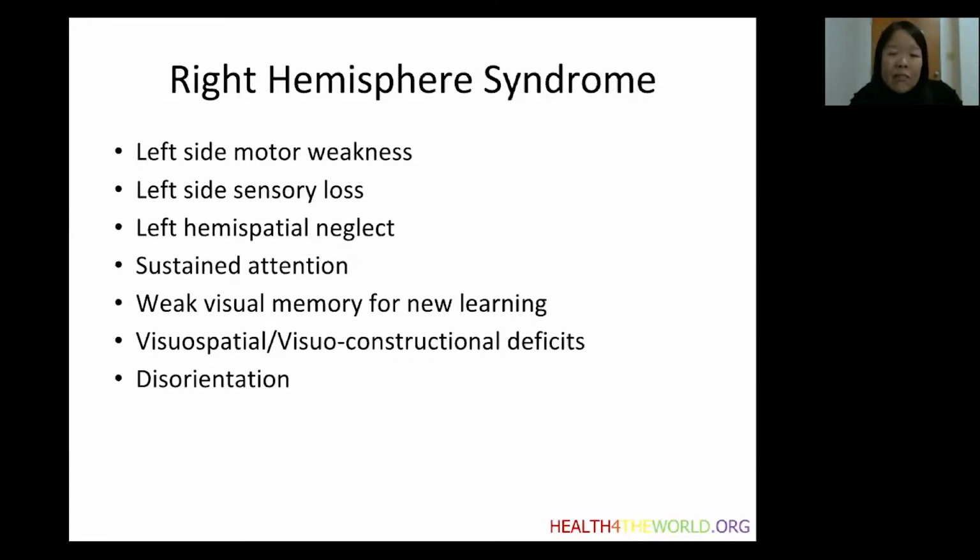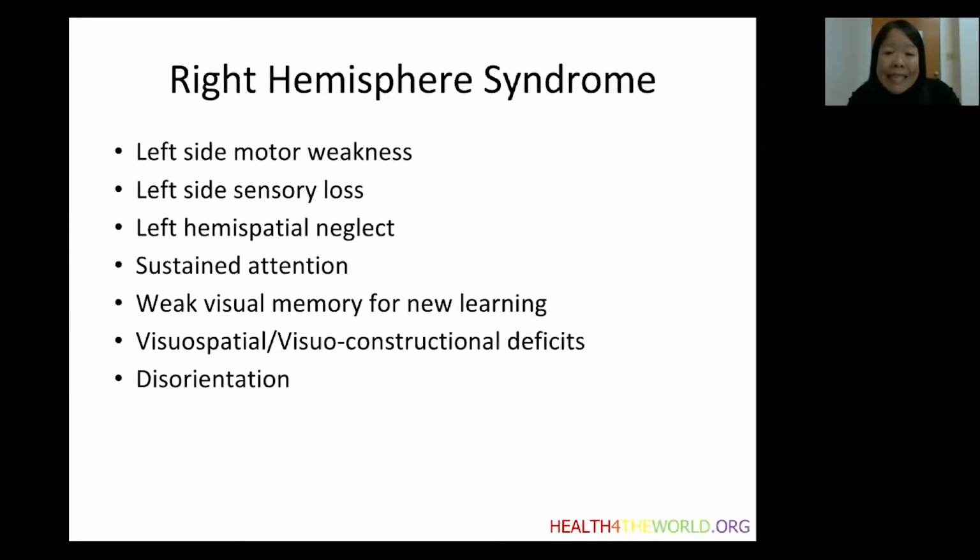From a cognitive perspective, individuals with right-sided strokes have problems with sustained attention. You might notice that they're able to pay attention early on, but with time, they become distracted. And you notice that they start to think about other things.